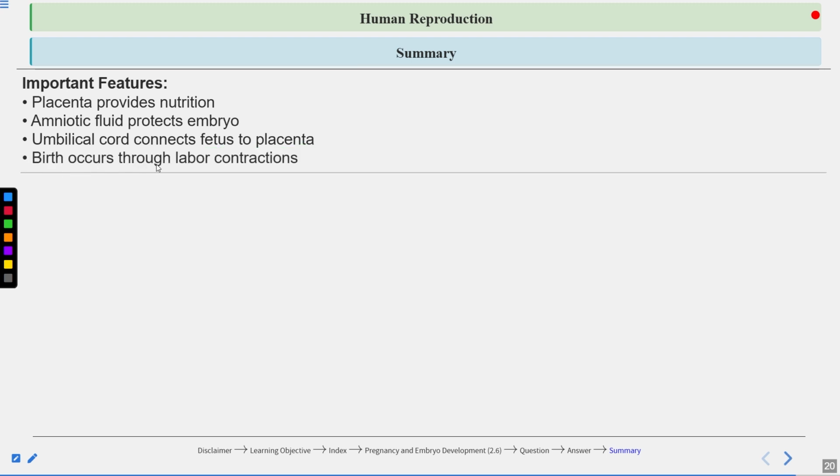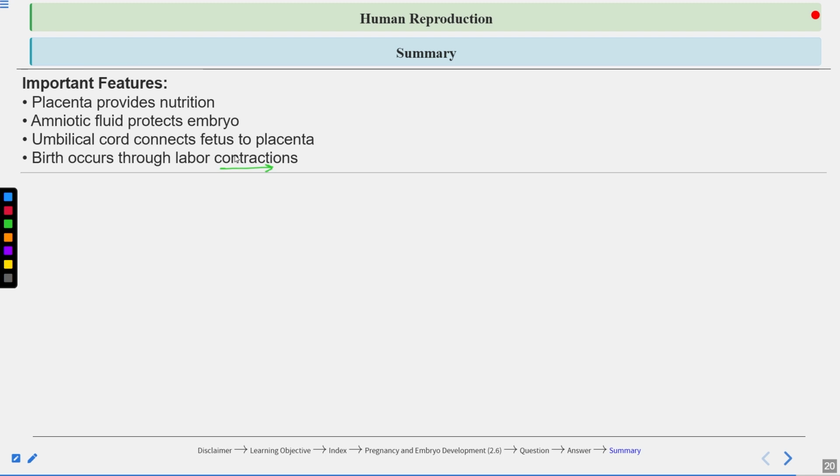Now birth occurs through labor contractions. So we'll talk about this also. There is a contraction in the uterus wall, especially in the myometrium. The myometrium consists of smooth muscles, and these smooth muscles can contract.